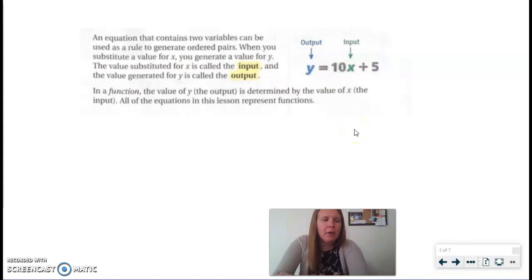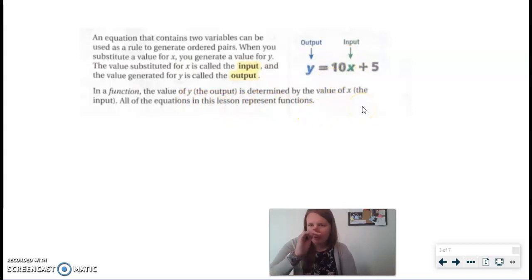So here is the big part we need to know. It says an equation that contains two variables can be used as a rule to generate ordered pairs. When you substitute the value x, you generate a value for y. The value substituted for x is called the input, and the value generated for y is called the output. In a function, the value y, the output, is determined by the value x, the input. All the equations in this lesson represent functions.